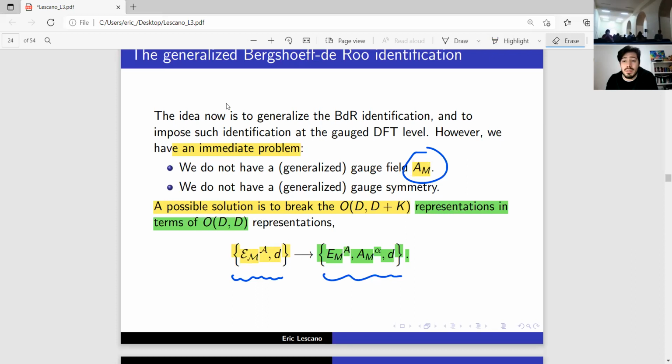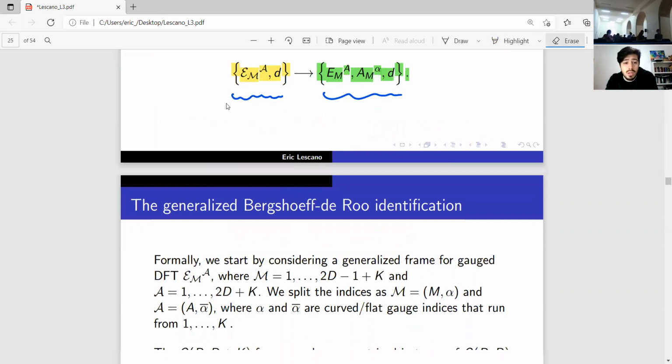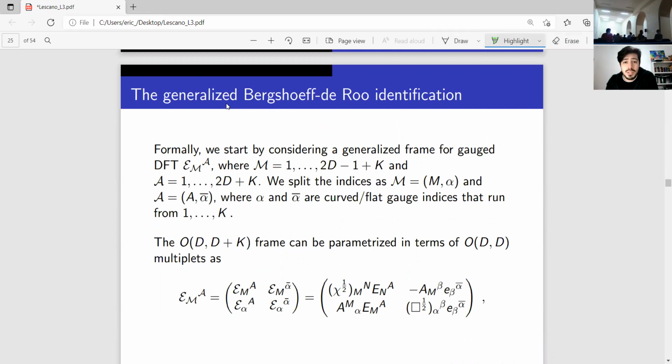This is just a possible solution, but it's a geometric one. It's a geometric solution in order to have a gauge field and a gauge parameter at the DFT level. This is still a gauge double field theory in both cases. So formally, we start by considering a generalized frame for gauge.